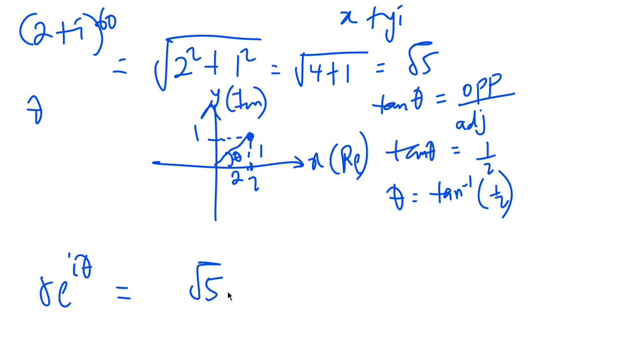So using the form r e^(iθ), what can we say? We'll have root 5 e^(iθ), and then θ in this case is the tan inverse of 1 over 2. Tan inverse of 1 over 2 is not a special angle, so we can leave it like that. If you now want to convert, you can use a calculator.